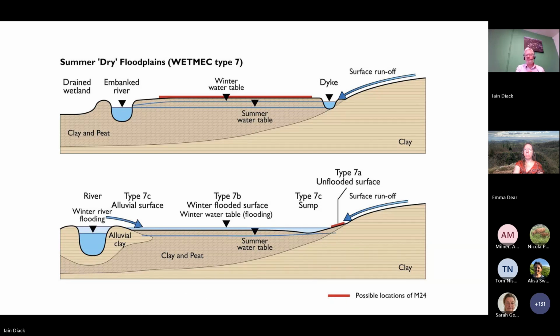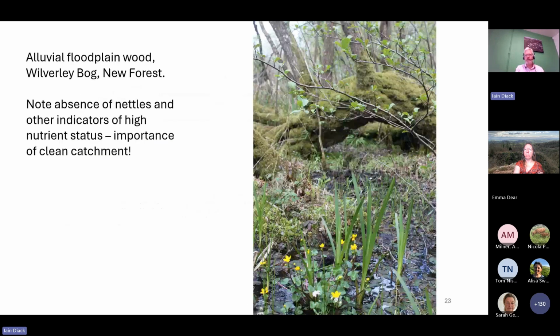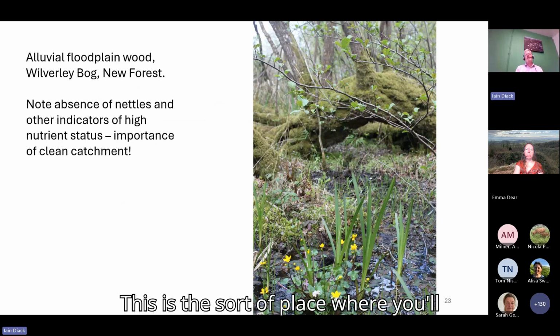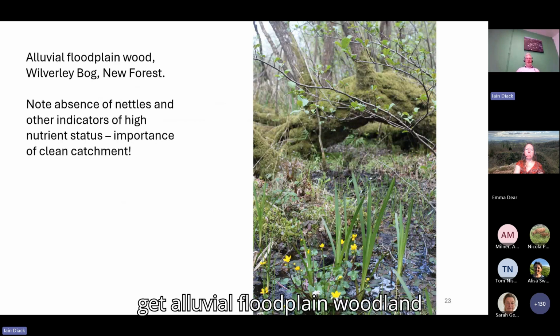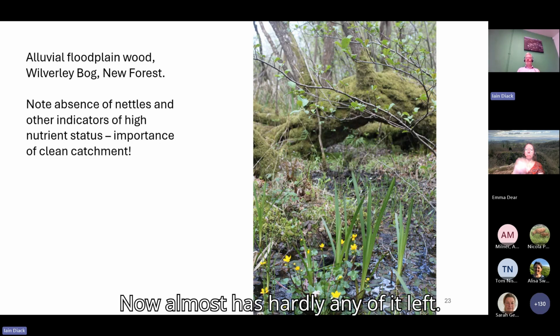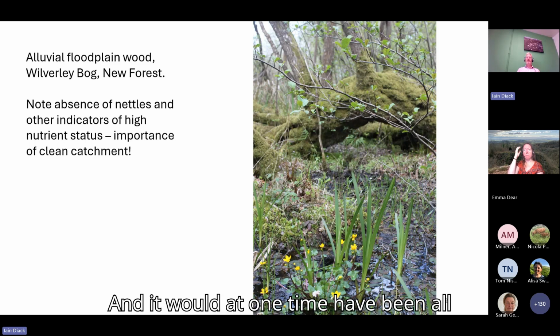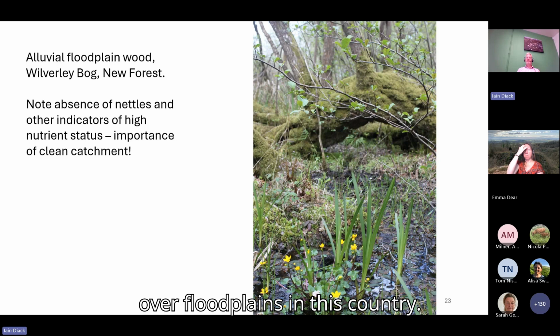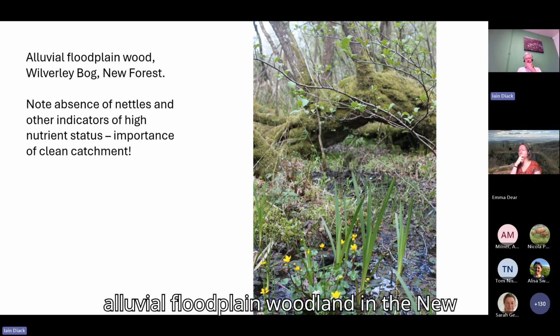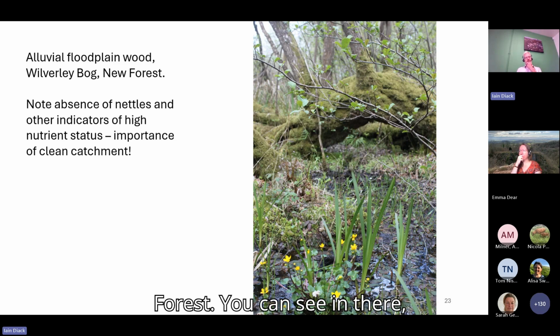So quite a varied landscape. And this is the sort of place where you'll get alluvial floodplain woodland developing, which is obviously a habitats directive woodland type, as Dan said last time. Now there's hardly any of it left, and it would at one time have been all over floodplains in this country. This picture is from a lovely bit of alluvial floodplain woodland in the New Forest.